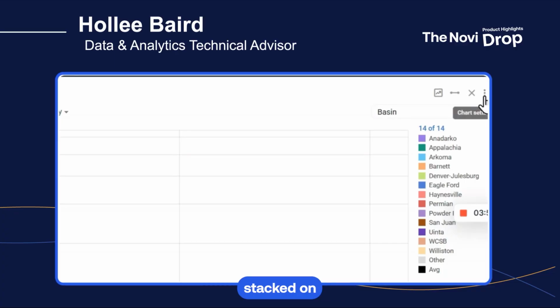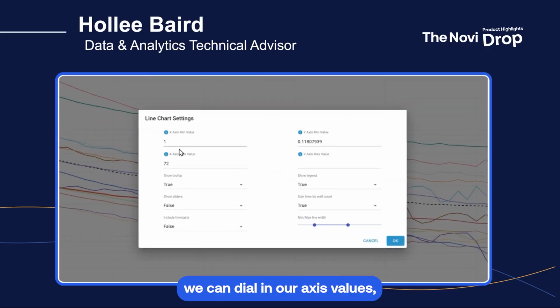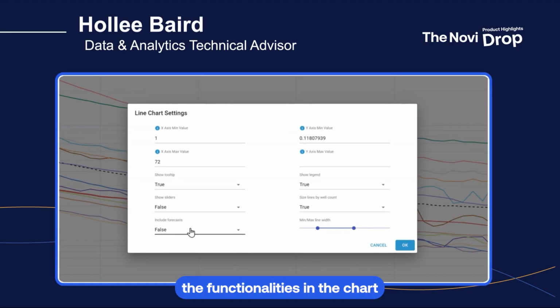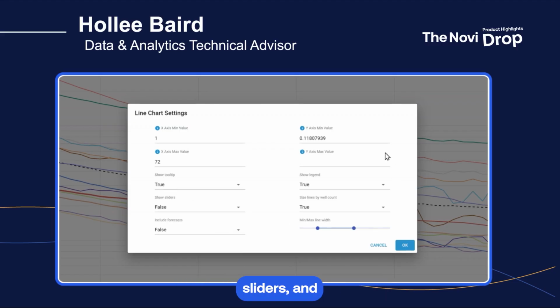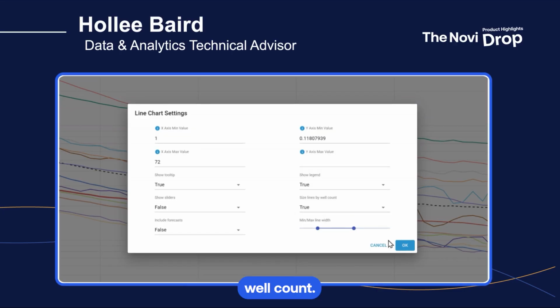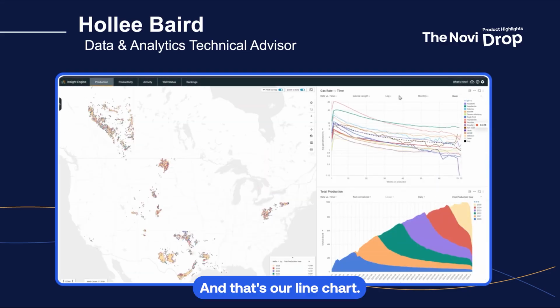And these three dots stacked on top of each other are the chart settings. The chart setting menus allow you to download chart data into a CSV, screenshot the chart, or in this chart settings, we can dial in our axis values, turn on and off the functionalities in the chart, such as tooltips, sliders, and forecasts, as well as the legend, as well as size the lines by well count. And that's our line chart.